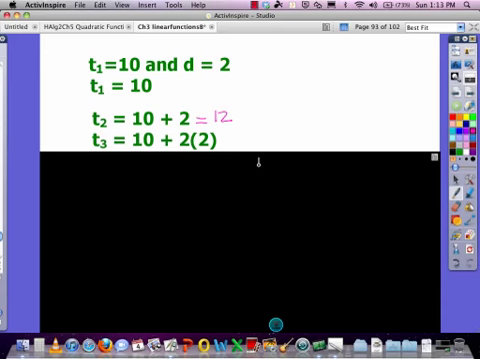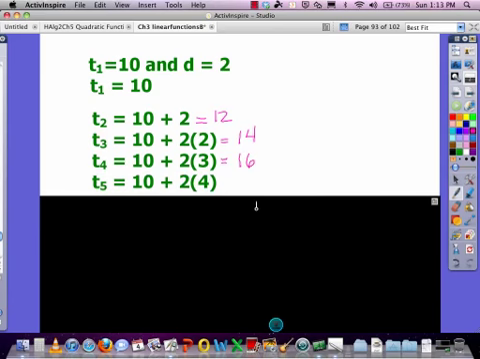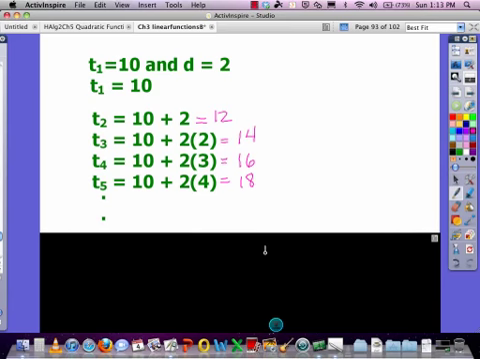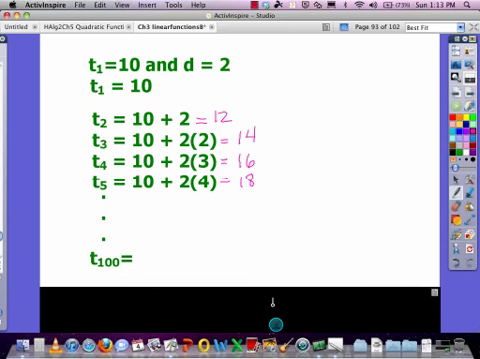The next one would be 2 of those constant differences, and 2 times 2 is 4, and 10 plus 4 is 14. And for T sub 4, again, we start with a constant difference of 2. We have our 10, which was our first term. We have another difference, so it's 2 times 3, which is 6. 10 plus 6, 16. We have 4 constant differences of 2, which is 8. 10 plus 8 is 18. You can see the pattern as it builds. So the question is, what's it going to be when we get down to T sub 100?